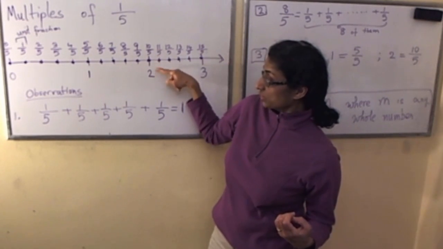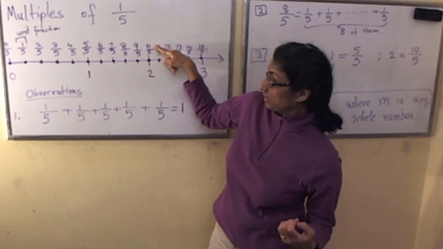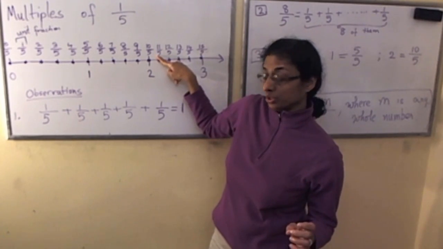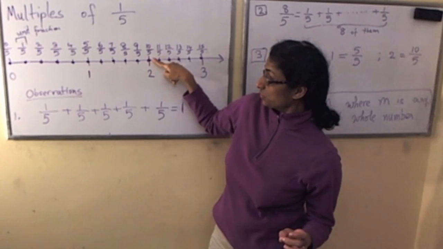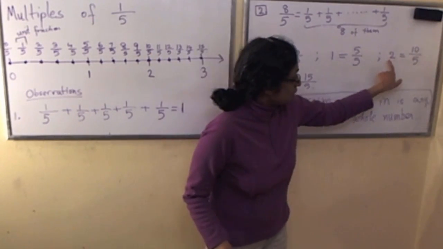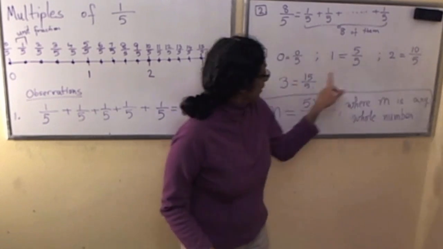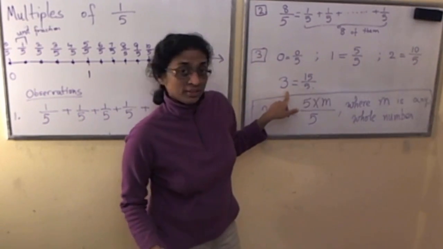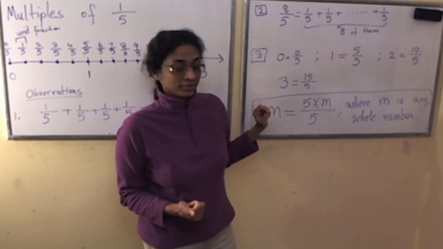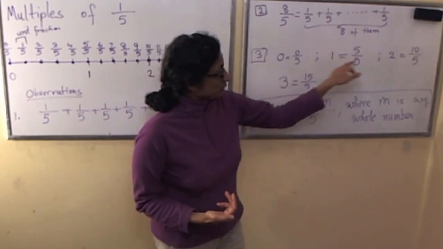So right away from this picture, they're going to see 2 and 10 over 5 are equivalent fractions. They won't use the word, but they will see that 2 is this point, 10 over 5 is this point. So they will be able to write 2 equals 10 over 5. And similarly for all of these. Same thing, similar way that I discussed for multiples of half. And then they should be able to see a pattern.